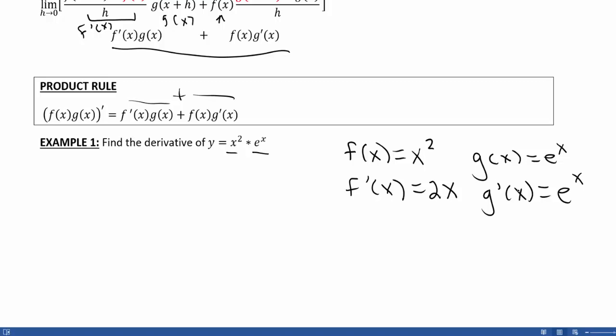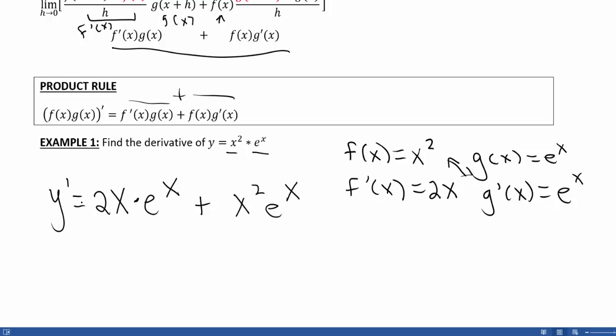So now my formula says I'm going to do f prime of x times g of x. So I get 2x times e to the x, plus f of x times g prime of x, or x squared times e to the x. So that gives me the derivative of my function.